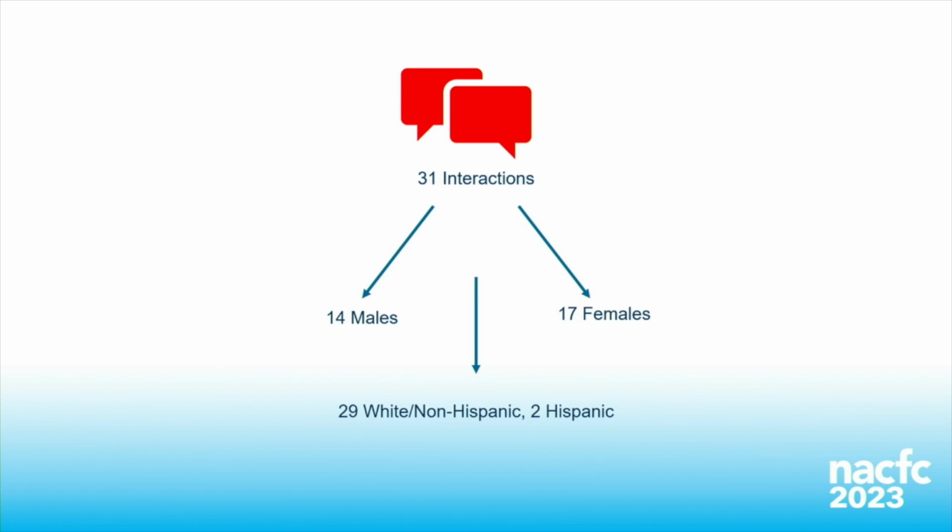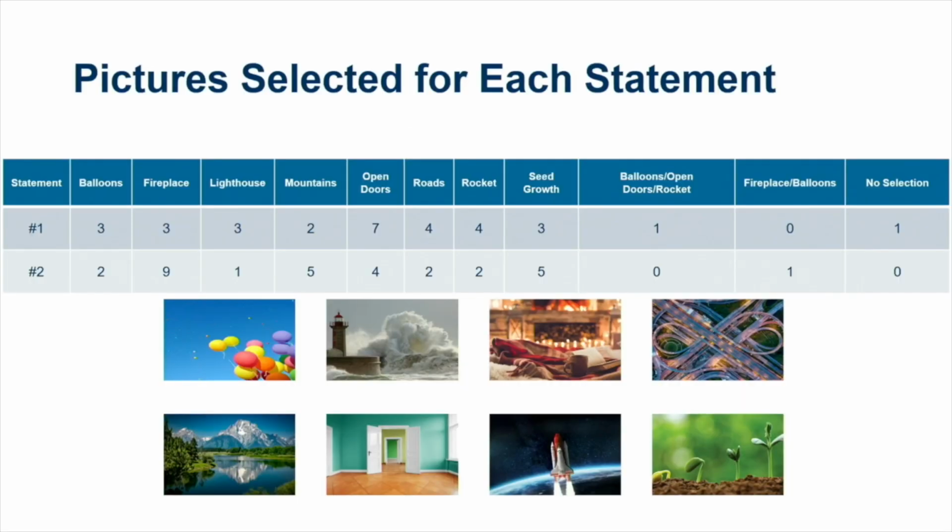So over that summer, I was able to interact with 31 people. I had 14 males, 17 females, and of that, there were 29 white non-Hispanic and only 2 Hispanic people. Here you can see some of the pictures from the statements that were selected. On my first question, somebody picked several pictures. They thought that not just one represented how that would make them feel. I thought that was interesting. And then I had some who said they didn't think any picture represented how they felt.